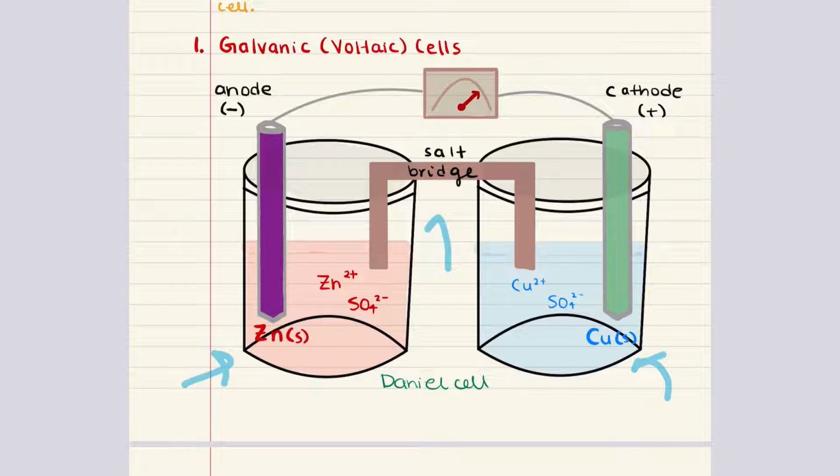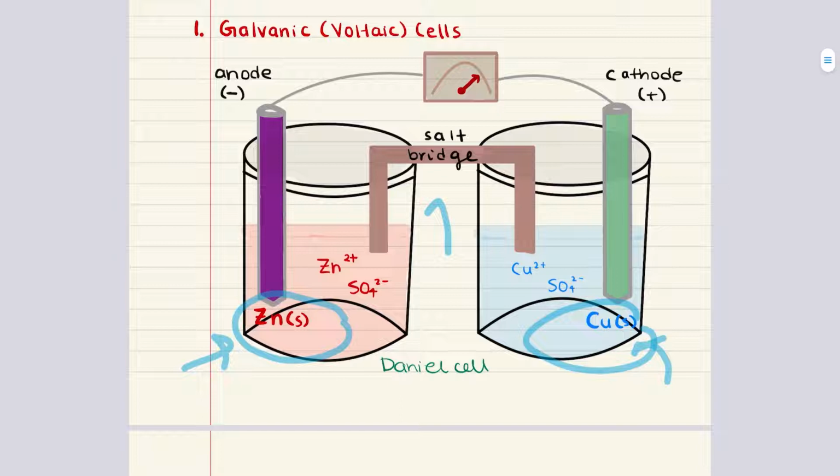Now, each half cell in the Daniell cell contains an electrolyte solution. The zinc half contains zinc sulfate, and the copper half contains copper sulfate. As zinc undergoes oxidation at the anode, electrons are produced and they travel through an external wire towards the copper cathode, which can power an electrical device. At the cathode, copper ions gain these electrons and are reduced to copper metal, which deposits on the cathode.